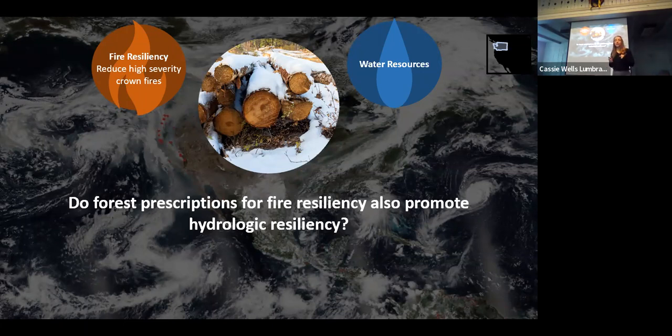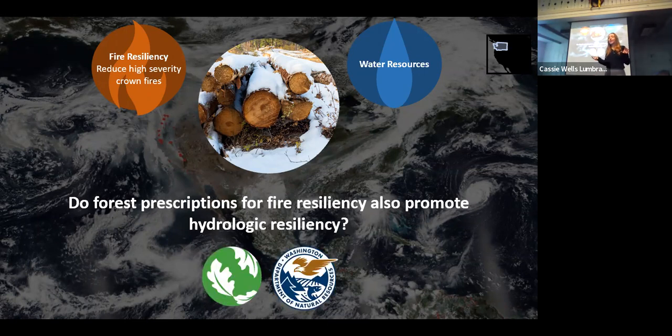So we're interested to say, okay, if we're already doing this management, we want to make sure that we're not depleting our water supplies at the same time. So that's kind of the overarching work of this. So I'm going to move into the field site and tell you about the site that we're working at and some of the work that's going on there to try to answer this question eventually.